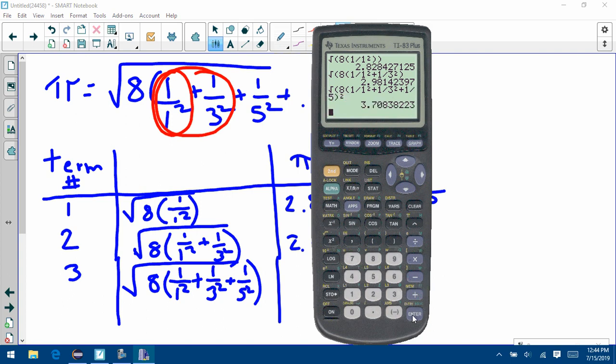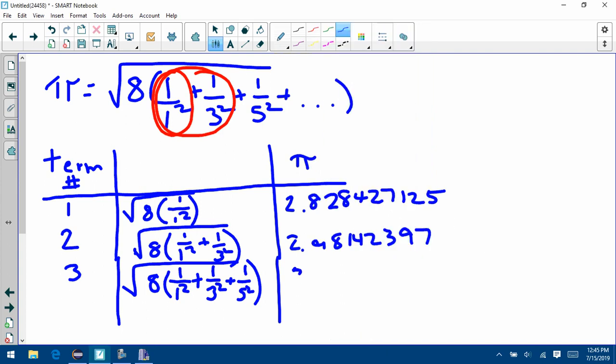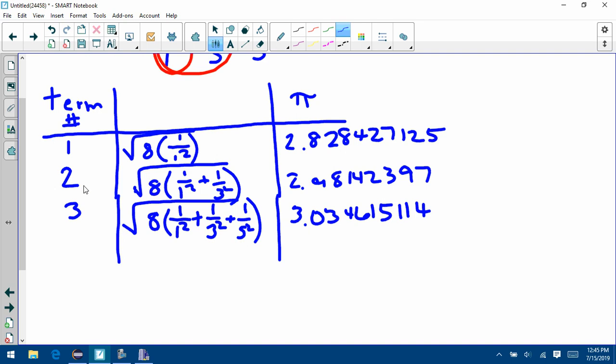And I end up with 3... oops, I did that last one wrong here. Sorry about that. Let's try to enter this again. See, I put that square in the wrong spot. It's just 5 squared like that. Try that. There it is. 3.03461514. So you can see as we're adding more and more terms, we're pretty quickly getting closer to pi.